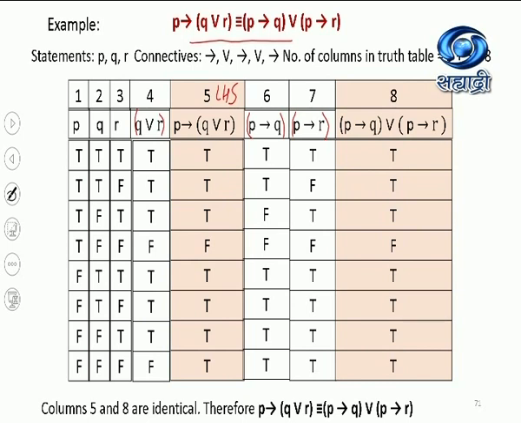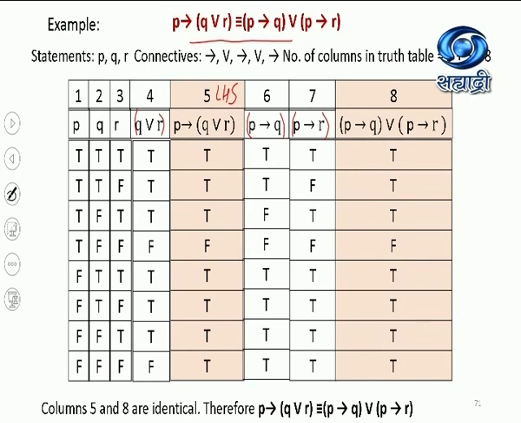Before that, I have given you the counting of the statements, the connectives, and the number of columns in the truth table. Try to understand on your own what I have written instead of me telling you, and I will now only explain the truth table quickly. 3 statements, so 8 truth values. For P, 4 T's and 4 F's. For Q, a pair of T, a pair of F, a pair of T, a pair of F. For R, alternate TF, TF, TF, TF.